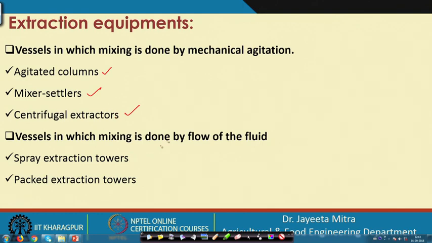These three use mechanical agitation, whereas we can also have the mixing done by the flow of the fluid. These are the spray extraction tower and the packed extraction tower. Extraction should be done where proper mixing of the two phases is there, with the two phases in a properly dispersed condition, if we provide some mechanical agitation. Apart from mechanical agitation, we can also use the flow of the fluid, in the form of spray or the packed extraction tower.